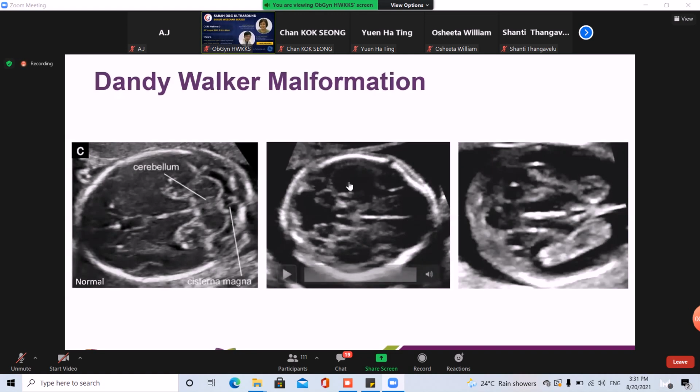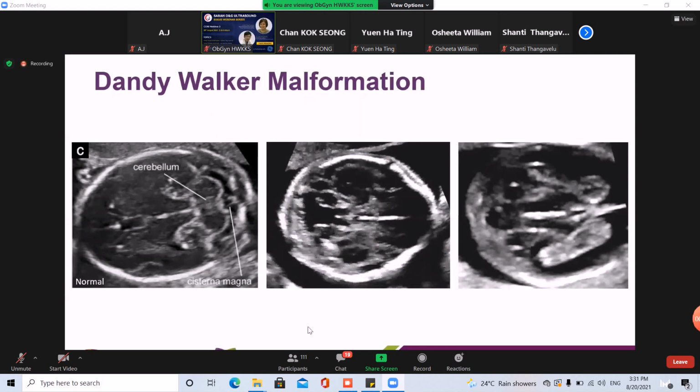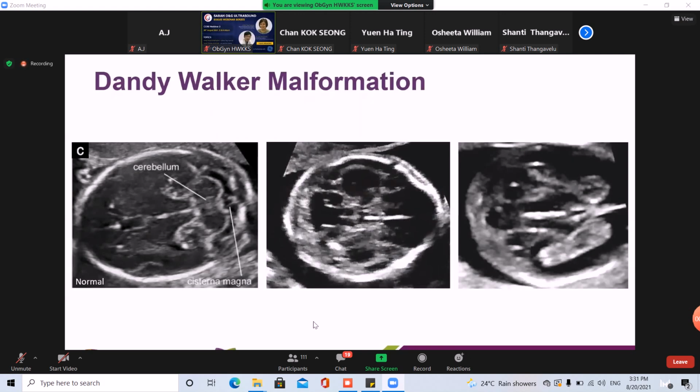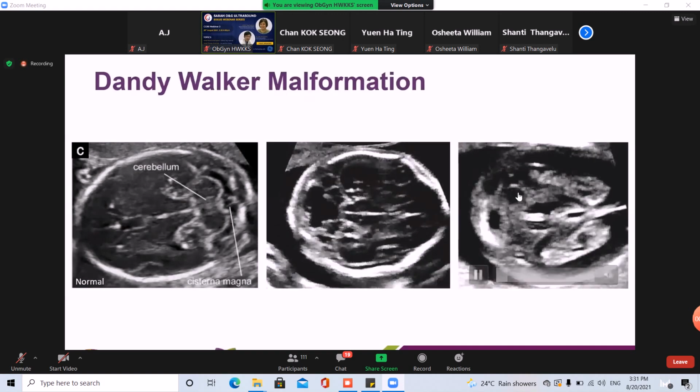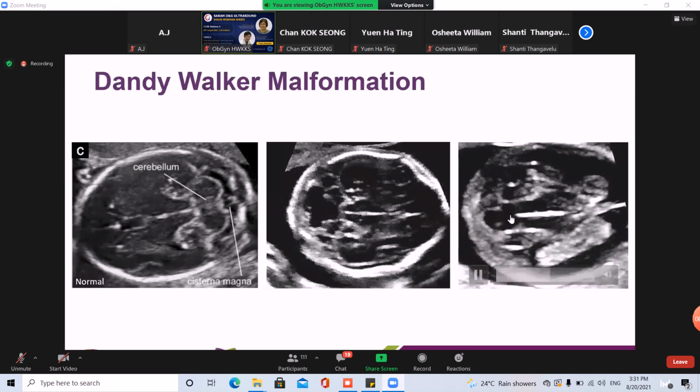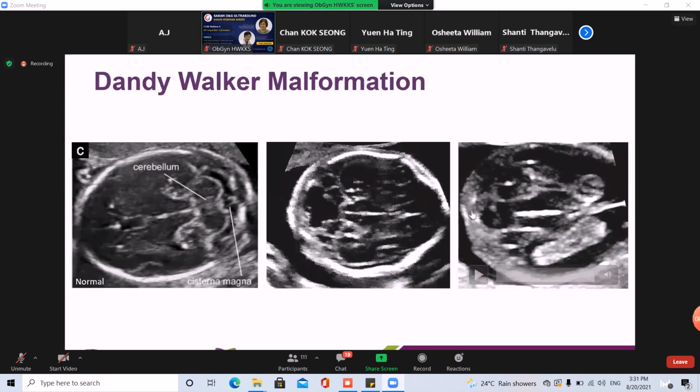Now, just to give you some real life examples, this is normal for you to compare. This is one of the examples. You can see the two cerebellar hemispheres are separated, the vermis is missing, and the fourth ventricle is somewhat dilated and connected to a dilated cisterna magna. So this is the Dandy-Walker malformation, and the other example is also similar. Two cerebellar hemispheres separated, vermis absent, fourth ventricle dilated. This one is strange because the cisterna magna is not too dilated. So this is Dandy-Walker malformation.